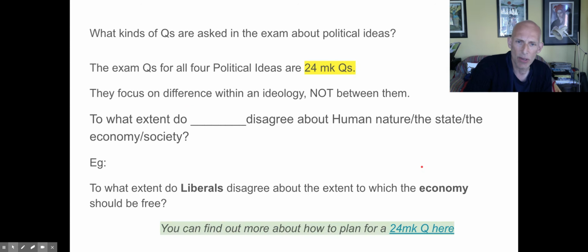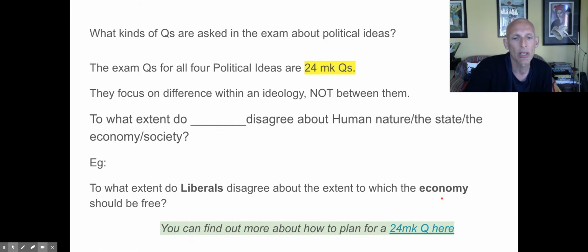What kinds of questions are asked? They are 24-mark questions, and therefore they're quite different from the source questions you've been used to doing or the 30-mark questions. They're based on having 3 big paragraphs, one where we normally talk about the ways in which they agree, and then 2 ways in which they disagree. And if you look here, you can see that they're all more or less based on this kind of format. To what extent do different types of liberals or conservatives disagree or agree about the extent to which the economy should be free, or the extent to which the state should be strong, or the extent to which human nature can or can't change.